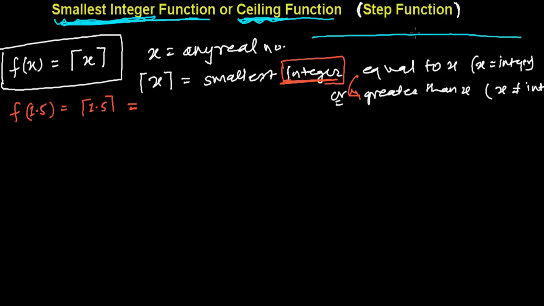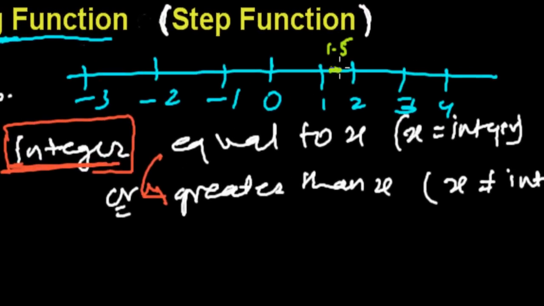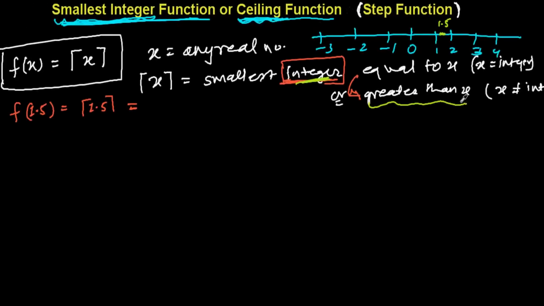Let me go to the number line again: 0, 1, 2, 3, 4, and here minus 1, minus 2, minus 3, and similarly a lot more. Here we have 1.5, which lies between 1 and 2. The ceiling function of 1.5 would give an integer equal to x, but x is not an integer, so I'm not going to take 1.5. Then we have to go greater than x. Greater than 1.5 is 2. So the answer will be 2. The ceiling of 1.5 is 2.